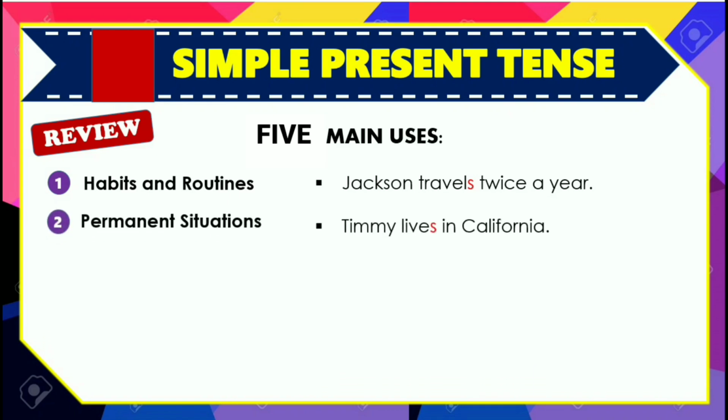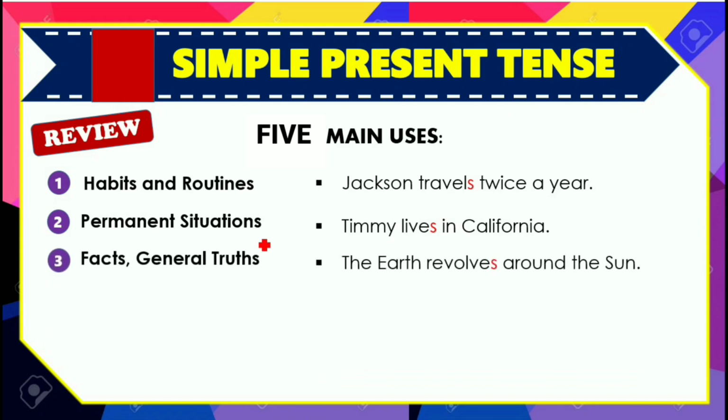Another use is when we talk about permanent situations, like Timmy lives in California. So again, it's wrong to say Timmy is living in California, because when you use the ing, the continuous form, that means that the action is just temporary. But for permanent situations, you need to use the present tense of the verb. The third use is for facts and general truths, like the earth revolves around the sun. Of course, it's true, it's a fact, so we need the present tense of the verb.